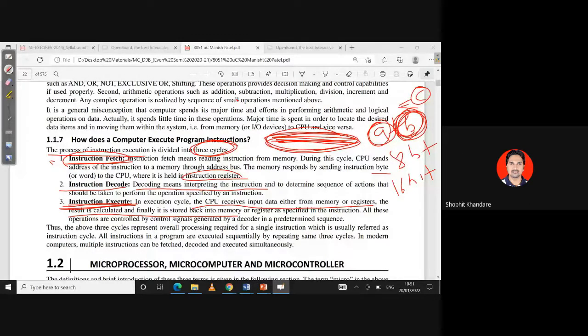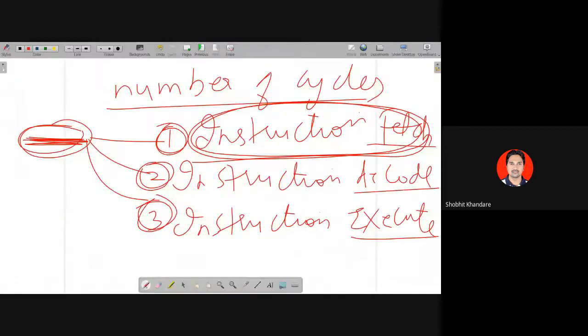Before I proceed further, let me read the sentence. Thus, the above three cycles represent overall processing required for a single instruction. एक instruction को perform करने के लिए you require 3 cycles, which is usually referred as instruction cycle. All instructions in a program are executed sequentially by repeating same 3 cycles. तो वही जो चीजें हैं मैं यहाँ पे बता रहा हूँ.